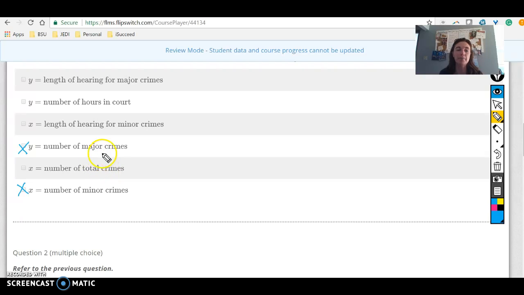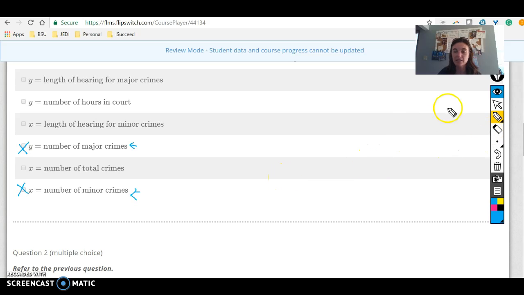Okay? Oh, I guess we also had a choice for x to be the length of hearings for minor crimes, but we already know that that's 2 hours. Same for y, it can't be the hearing for major crimes because we know that that's 7 hours. Y can't be the number of hours in court because we know that that's already 1,000. So these two items here are really the things that we do not know, and they're what makes sense for the variables for our problem.